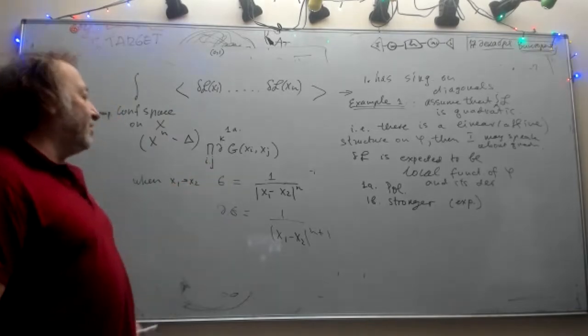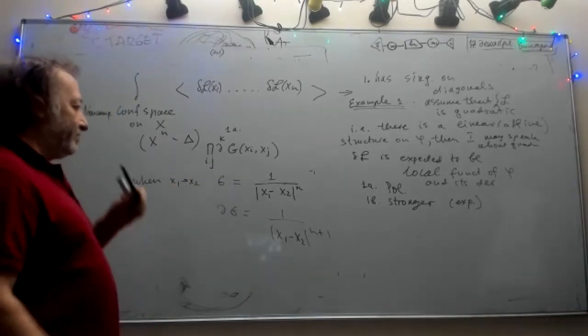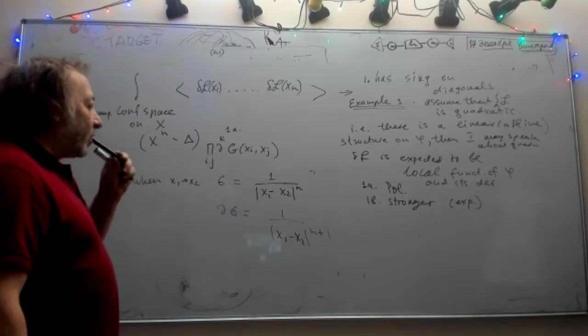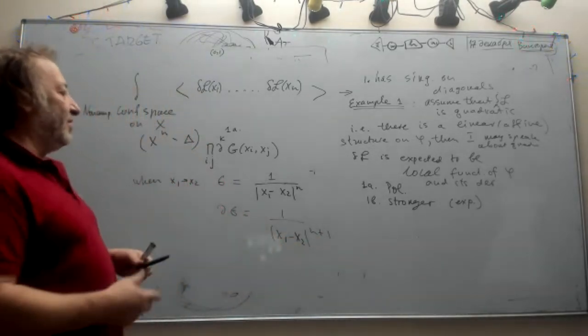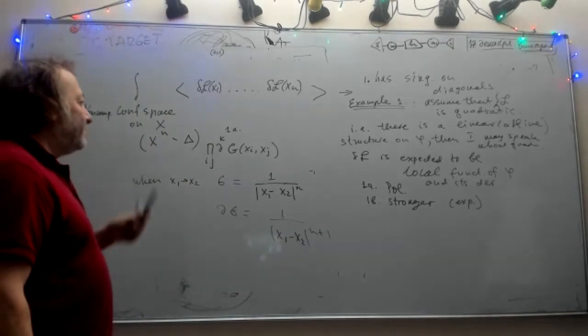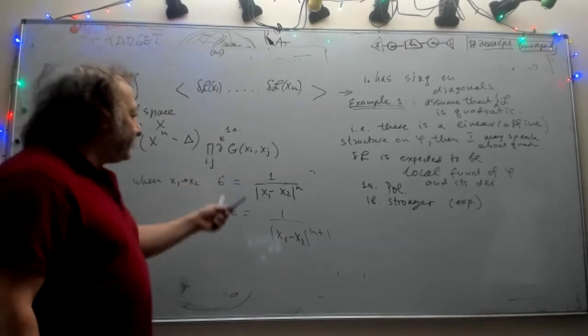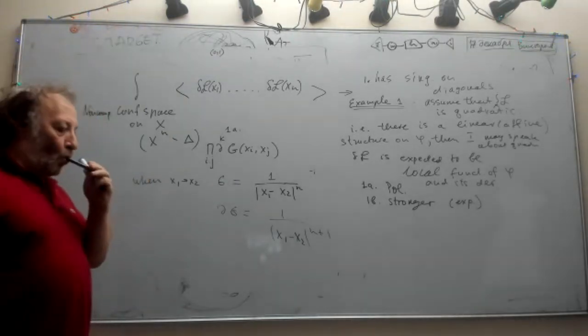So we know the singularities. There are these singularities. Okay. And then we are trying to integrate over this space.